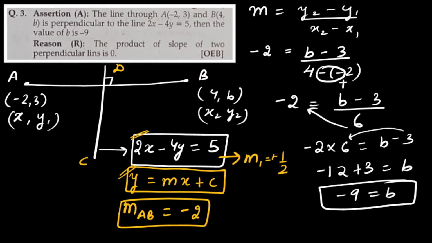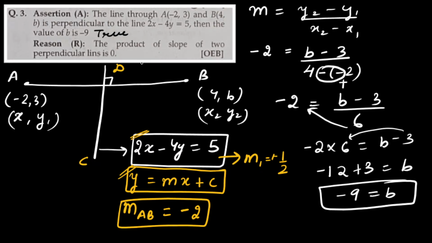So the same value of B is given to us in the statement also. They have mentioned if these two lines are perpendicular, then B's value is minus 9. So same value we are also getting. So that means the assertion statement is true.